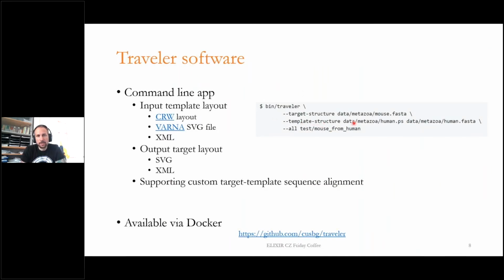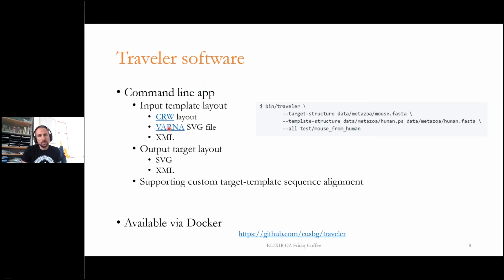Then as for template, you need to pass in again the secondary structure in the same format and a template layout. And we accept three formats, three types of the layout. So first, PostScript files from CRW, which stands for Comparative RNA Website or Web Server, not sure. So there you have the layouts for example the ribosomal subunits, but also other classes.